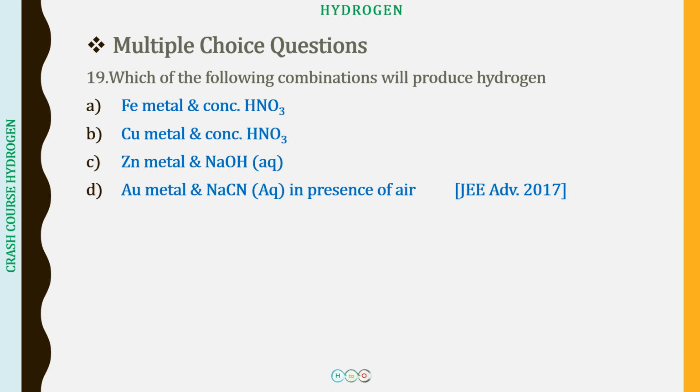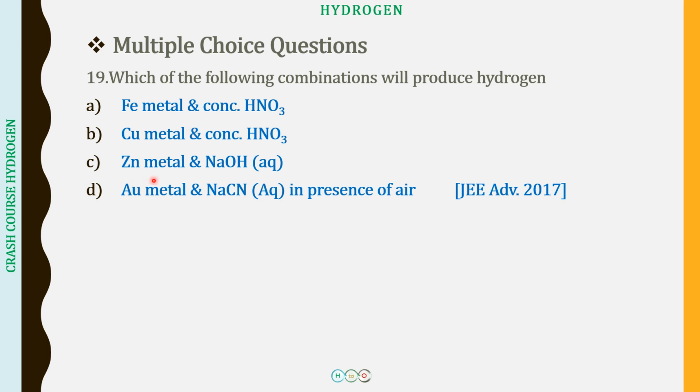So now with all this discussion, let us go back to the questions that you saw, question number 19 and 20, and let us see if we can solve them. Question number 19 was, which of the following combinations will produce hydrogen: iron and concentrated HNO3, copper and concentrated HNO3. Now this should be clear to you that no metal is going to react with concentrated HNO3 to evolve hydrogen, and with dilute HNO3 it is only magnesium and manganese that will react to evolve hydrogen, right?